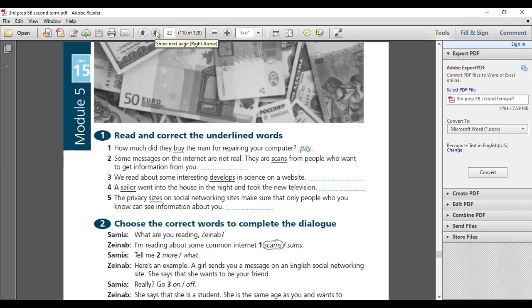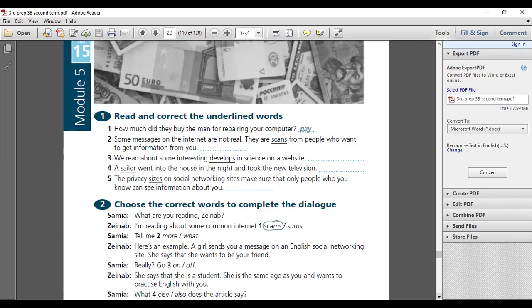Number 4, a robber went into the house in the night and took the new television. Robber, okay. The privacy settings on social networking sites. The privacy what? Settings. Settings, okay. Question number 2.